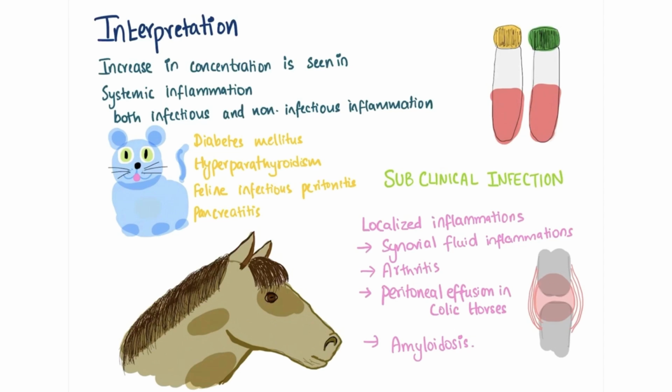Coming to the sample collection, blood can be collected in both serum separation tubes and heparinized vials. Fluids such as synovial fluid and peritoneal effusions can also be collected to estimate the serum amyloid A concentrations.